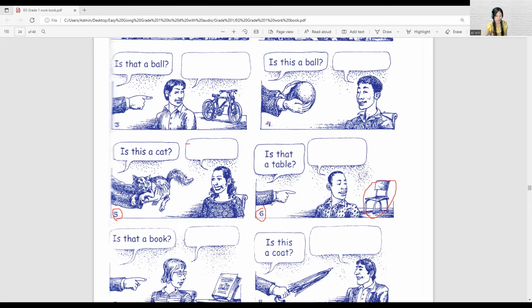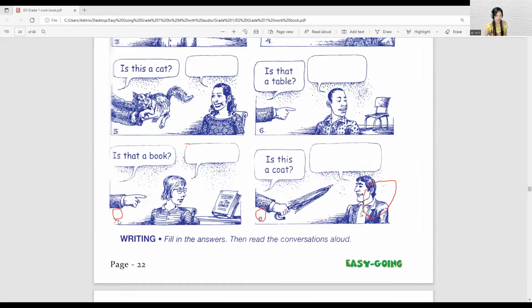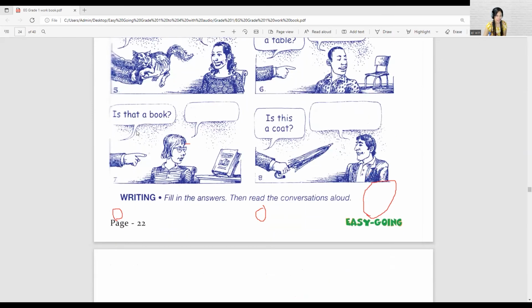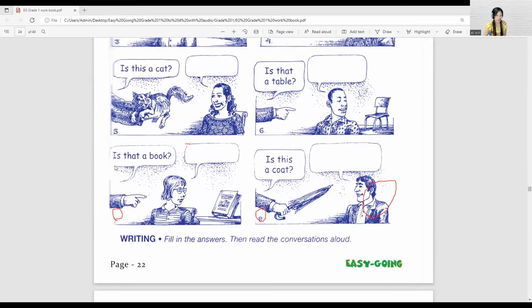So next number. Number 7. Is that a book? So this is a book here on the desk, right? So this one is a book. So yes, it is.